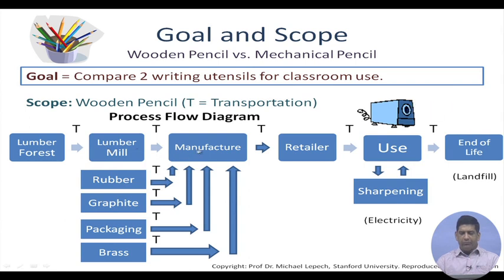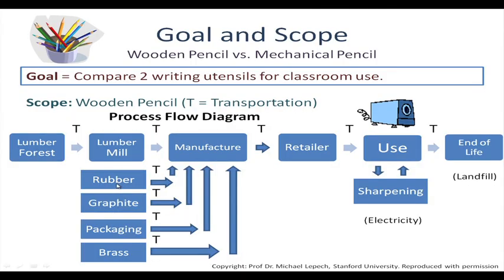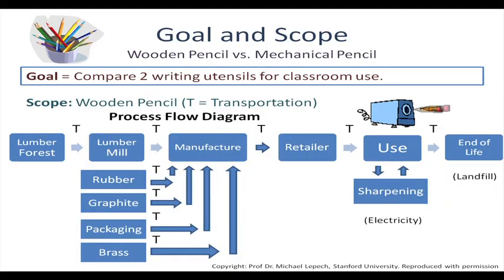At the lumber mill, you get the stock ready to make the pencil. Then you need to add rubber. Rubber is the eraser which goes at the end of the pencil. If you remember, most wooden pencils also come with an eraser at the end. So that's the rubber. Then we have graphite.